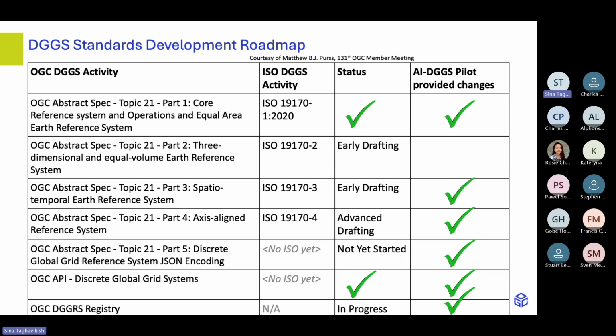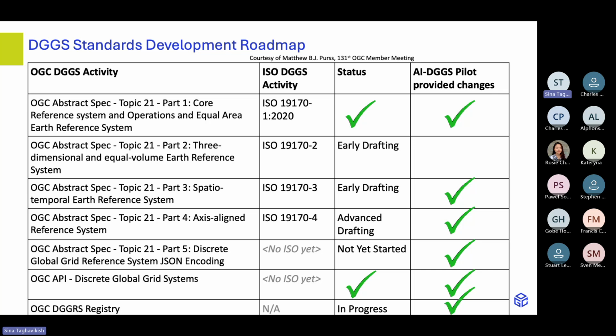The most advanced one right now, other than the ones that are published, is part 4, the axis aligned reference system, which is in advanced drafting. So maybe the edits will be done and it will be published, or discussed to be published, at some point. And the last one, part 5, is the JSON encoding, which has not even started yet, and there is no ISO for it.